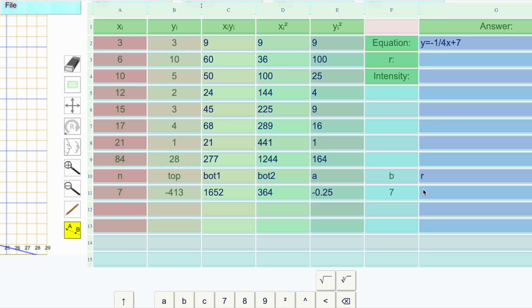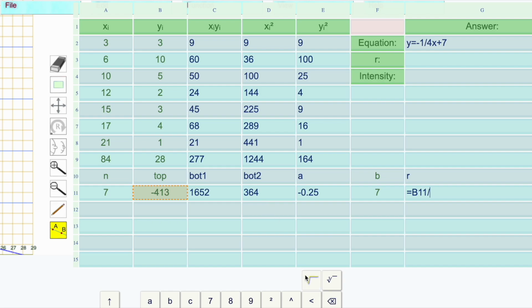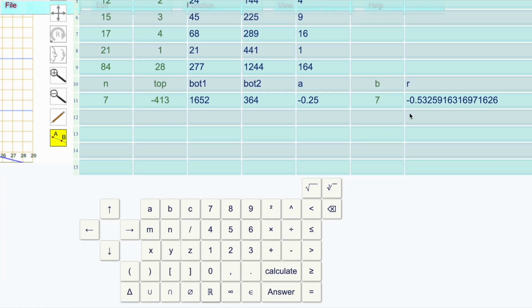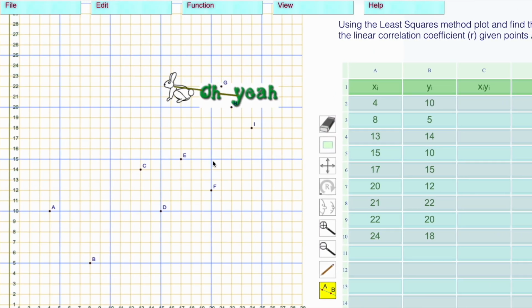That's my equation. The R we have to calculate, which is the top divided by the square root of the bottom number 1 times the bottom number 2. That gives us negative 0.532591. The R is equal to this. I'm going to round that to 2 decimal places. The intensity, that is weak. That's my answer. I'm going to press answer to see if it's right. That's it for level 4. Have a good day.